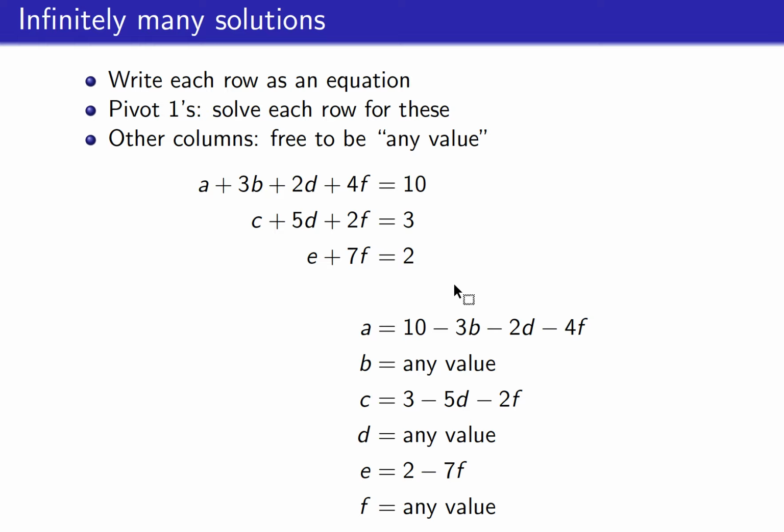And it looks like this. A is this. Just move these to the other side of the equation. 10 minus 3b minus 2d minus 4f. B can be any value.